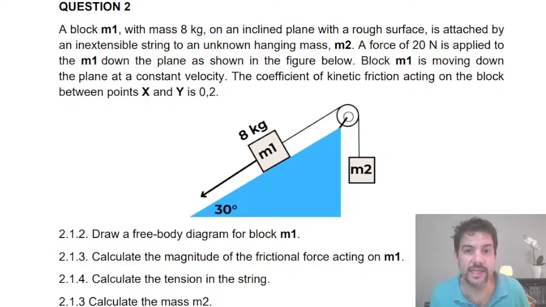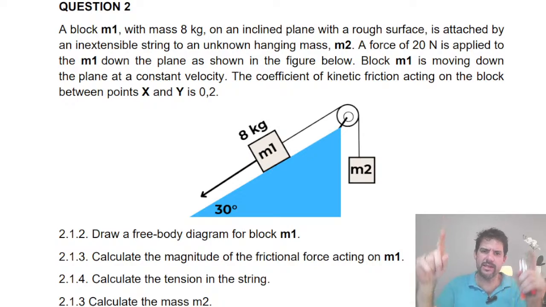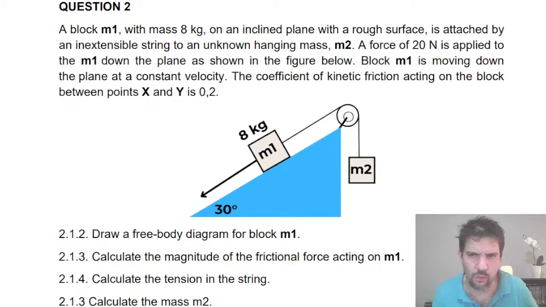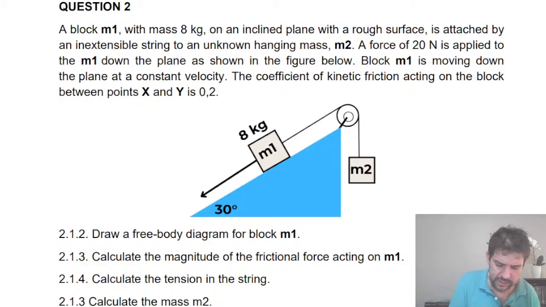The coefficient of kinetic friction acting on the block between X and Y. I removed X and Y from the picture and I forgot to delete it from the question. X was on top and Y was at the bottom. So it's just speaking about that triangle that is going like this. That triangle is X and Y. So I removed the values from the picture and then left it in the question. It's 0,2. So the kinetic coefficient of friction on the surface is 0,2. I'm going to also include it here because this means that they are not giving us the friction, they are giving us the kinetic coefficient, and that one is 0,2.